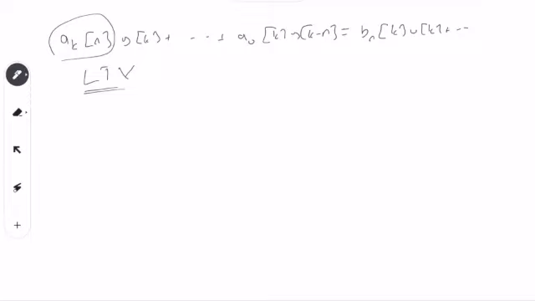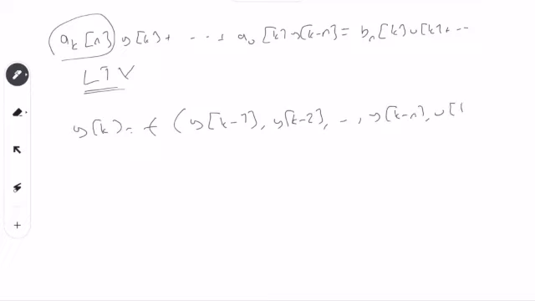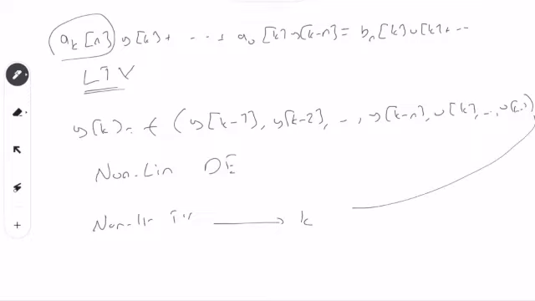How can we make it nonlinear? Very simple. It's the same idea. Now y k depends on a general function f, where the inputs of f are y k minus 1, y k minus 2, and it goes like this until y k minus n, u k, and so on until u k minus n. Now this is a nonlinear difference equation. Similarly, we can make it nonlinear and time varying. For nonlinear time varying, we need to add k to the inputs of this function.